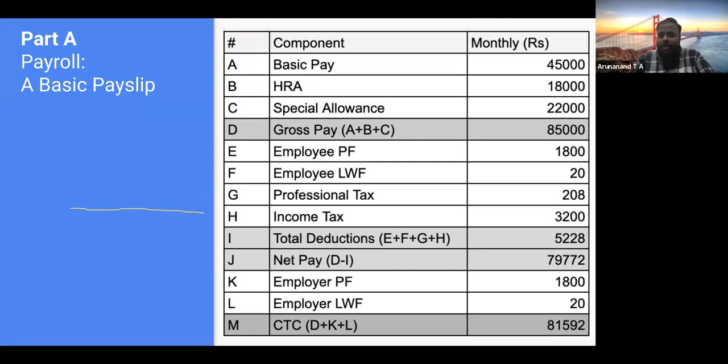So you might have heard of this term called CTC, which is the cost to company. The cost to company is nothing but the gross pay plus the employer contributions. Got it? So gross pay is a very big rock, which also consists of the employee contributions. Gross pay consists of the employee contributions. So we have talked about only the gross pay plus the employer contributions. These two together are known as the CTC of the employee.